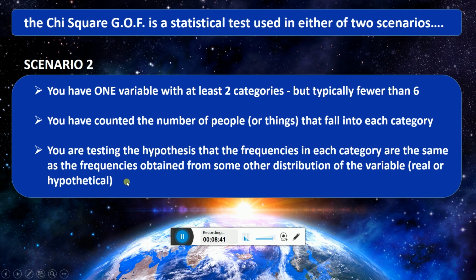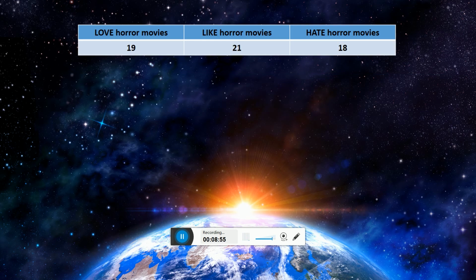Now, at this point, you probably need to reread this sentence a couple of times. You can pause and read, but just follow along with the example, and I think this will make sense to you. So let's look at an example. Go back to the horror movie study. Recall that we found out of 58 people, 19 love them, 21 like them, and 18 hate them. We might ask ourselves, well, what is it like nationwide?